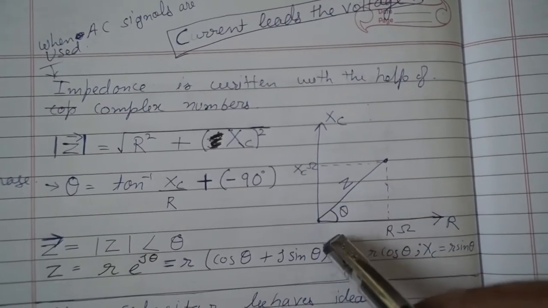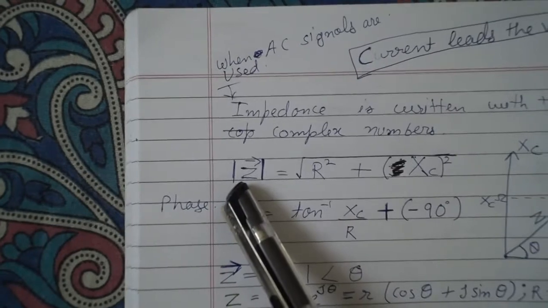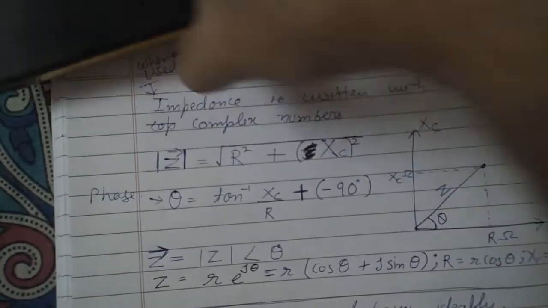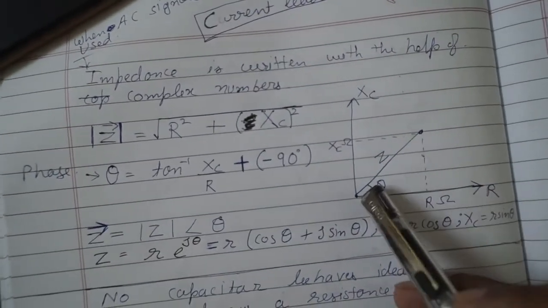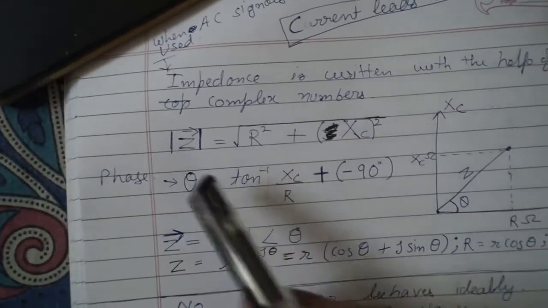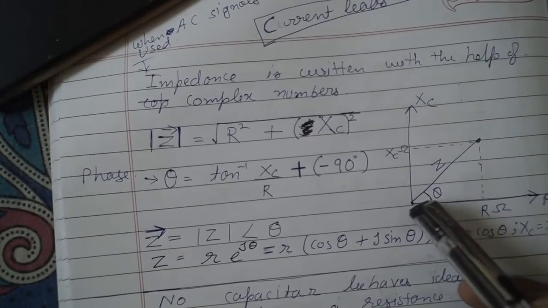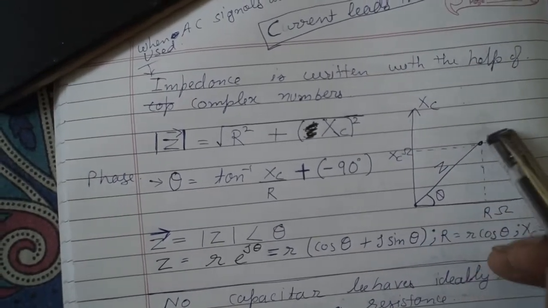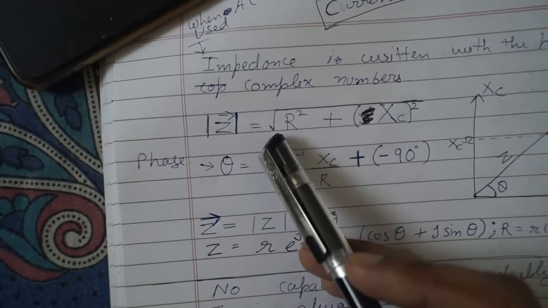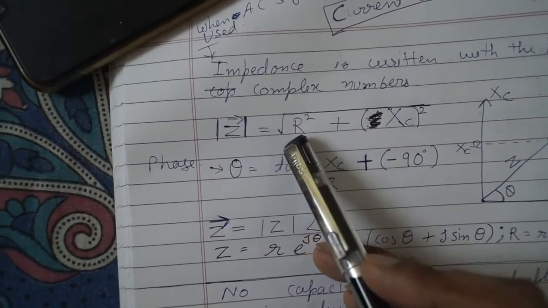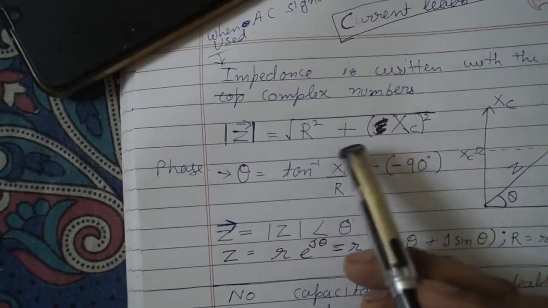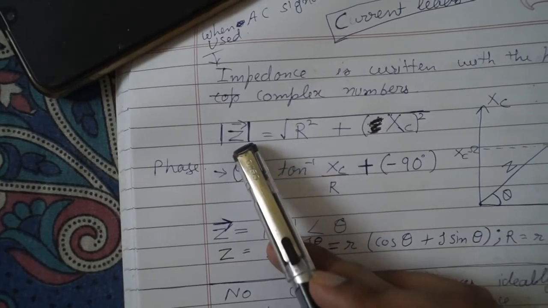That angle is known as theta. Now we can say that Z is a vector, pointing in a direction from the origin. Then we want to know its magnitude, the magnitude of Z from the origin. You can just use the formula: the square root of R squared, the resistance squared, plus the reactance squared, which will give you the magnitude of the impedance.